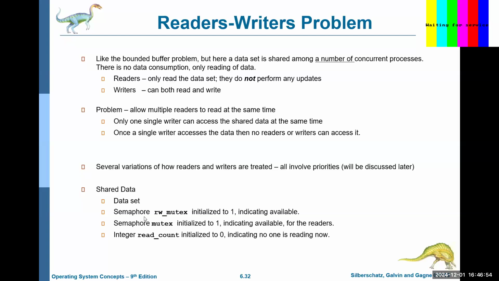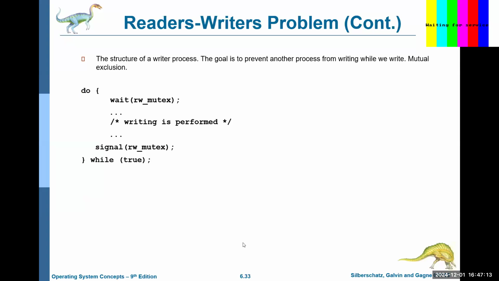So we have a shared data set, which is obviously what they're reading and writing to. There's a semaphore called read-write mutex, which is initialized to 1, which means it's available. There's a semaphore mutex, also 1, and a semaphore read count, which is 0, indicating that no one is reading right now. So here's the structure of the writer process.